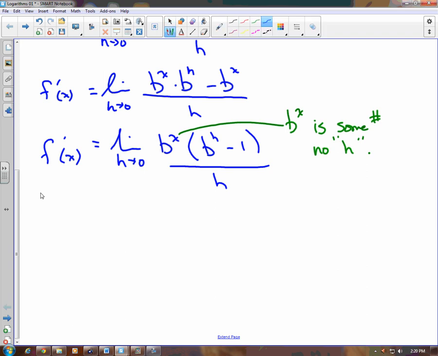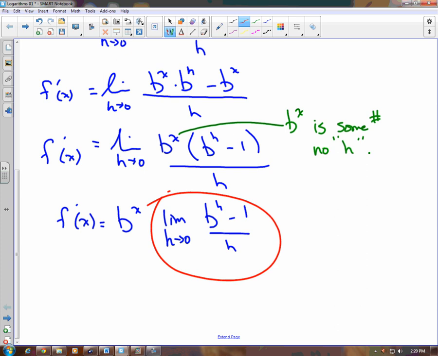So this derivative is going to be b to the x times the limit as h approaches 0 of b to the h minus 1 over h. And now this is where we're going to stop. And you're like, great, we're stopping? What do you mean we're stopping? We haven't found anything else. The reason we're going to stop is because this piece here poses a question. What is this? How much is this?